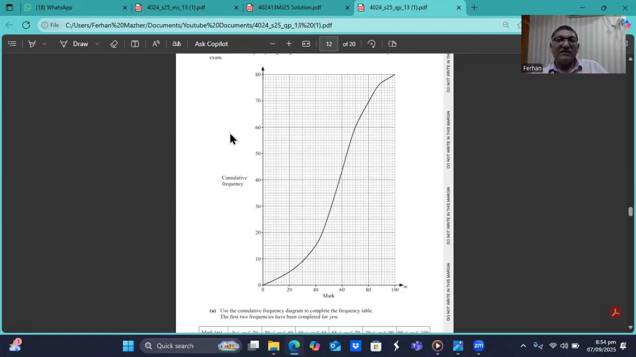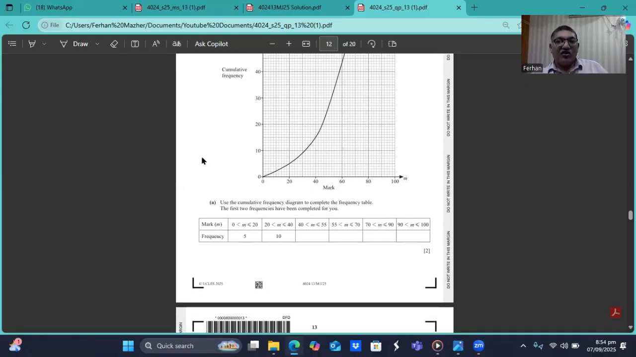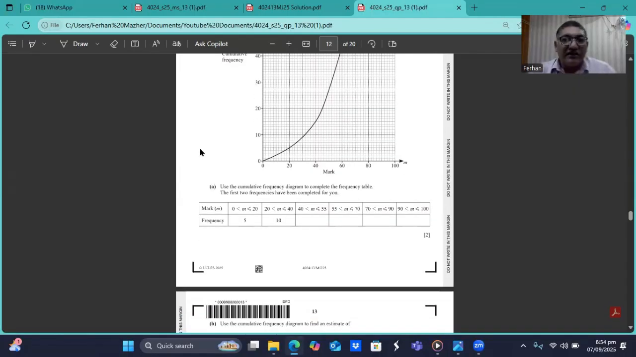Here we have cumulative frequency. Here we have the number of marks obtained in that exam. So they say use the cumulative frequency diagram to complete the frequency table. The first 2 frequencies have been completed for you. If you want to complete the frequency table and the cumulative frequency curve is given to you, very simple. You see these 2 boundaries. Can you see these 2 boundaries of this class?